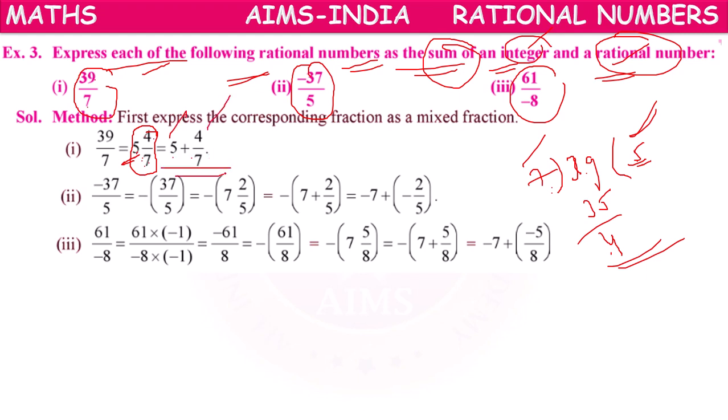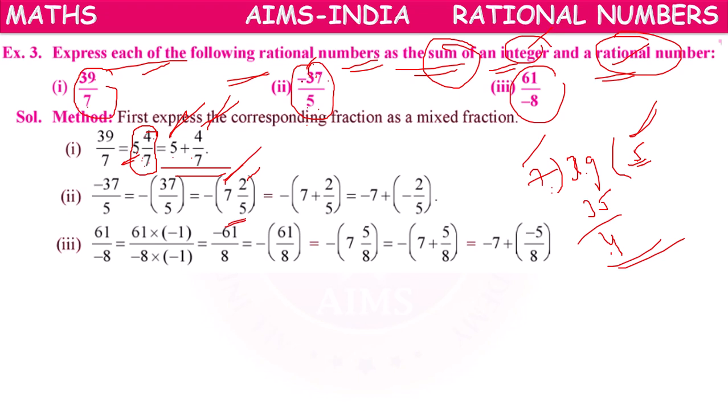We can write it like this: sum of an integer plus a rational number. So minus 37 by 5. 5 times 7 is 35, and 2 is remaining, so 2 by 5. So 7 complete parts, and still a 2 by 5 part is remaining.